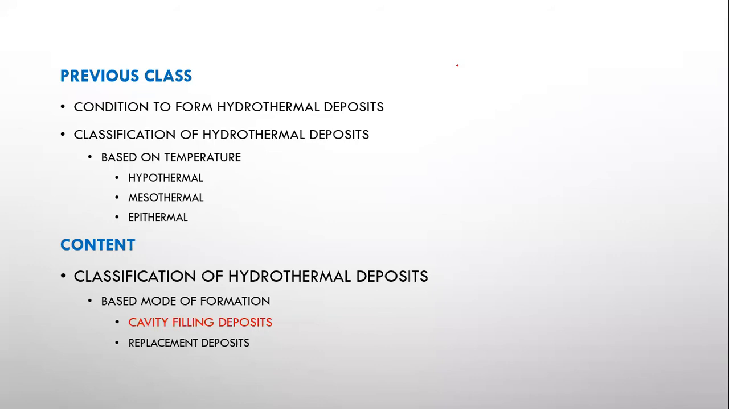So today we are going to discuss the classification of hydrothermal deposits based on mode of formation. There are two classifications based on mode of formation: cavity filling deposits and replacement deposits. Today we are only concentrating on cavity filling deposits. So let's study cavity filling deposits.